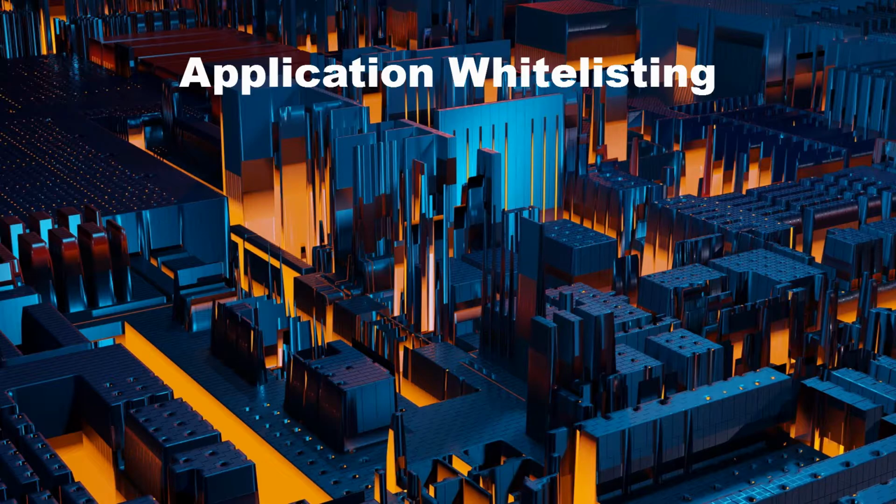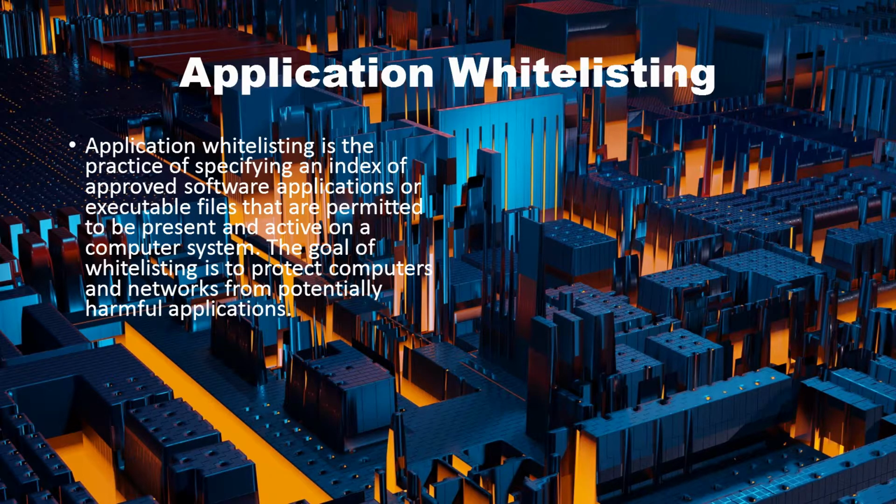But before I begin, I should probably take a few minutes to explain what application whitelisting is and how it works in brief, easy to understand terms. Application whitelisting is the practice of specifying an index of approved software applications or executable files that are permitted to be present and active on a computer system. The goal of whitelisting is to protect computers and networks from potentially harmful applications.